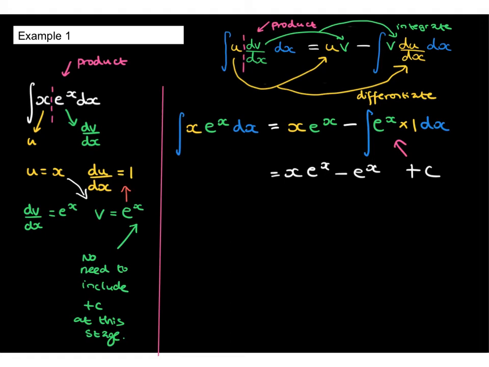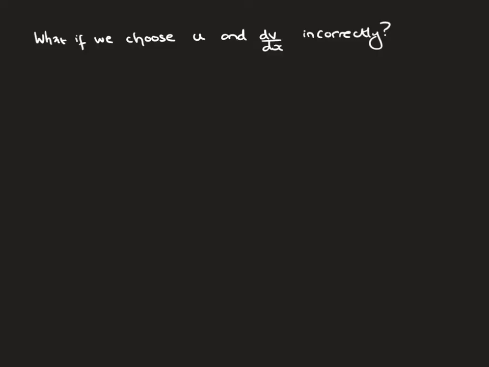Now, it's really important that whatever you choose here has got to result in a simpler integral. So if you end up with a more complex integral than when you started, you know that you have chosen incorrectly in the first place. So let's discuss for a moment what might happen if we choose u and dv by dx incorrectly. Let's go back to the integral that we've been working on, the integral of x e to the x dx. And this time, I will choose u to be e to the x and dv by dx to be x.